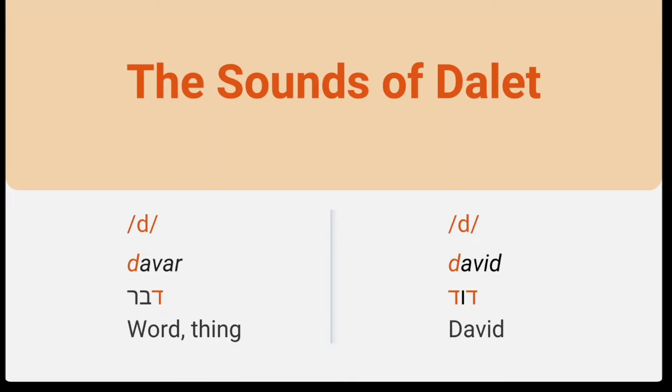In biblical times, there would have been two different sounds, one with the dagesh, one without, but the pronunciation system that we use today does not distinguish. And so a Dalet will always be pronounced as D, like in the word davar, for word or thing, or in David, for David.